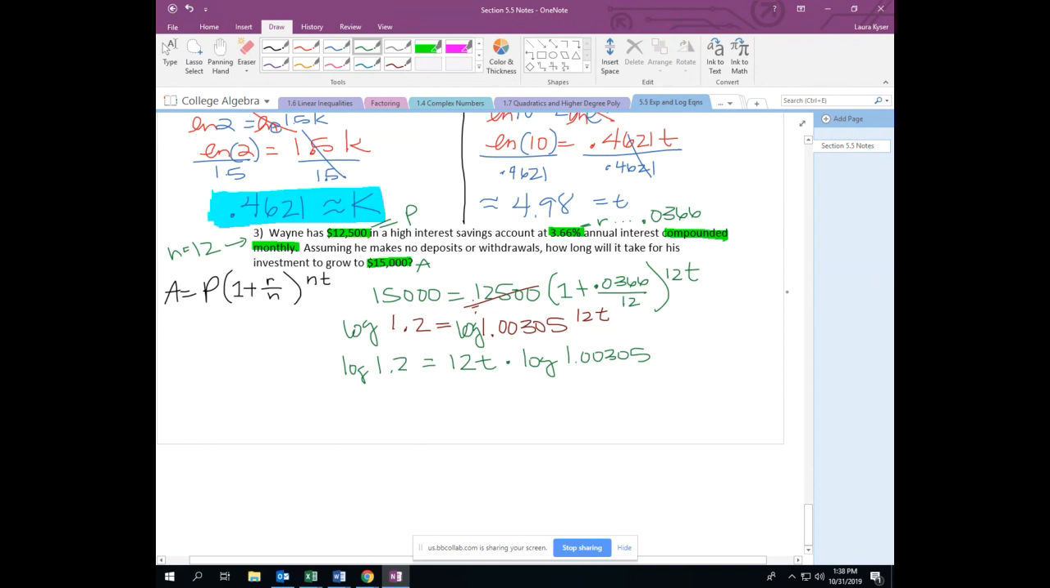Now I'm trying to isolate the t. The first thing that I'm going to do, because I don't like to put anything in my calculator yet, I'm going to divide out this log on both sides. That leaves me with 12t equals this ugly thing right here. Then I can divide that 12 out as well. And I can do the whole thing in the calculator at one time. Hit log 1.2 divided by log this equals.